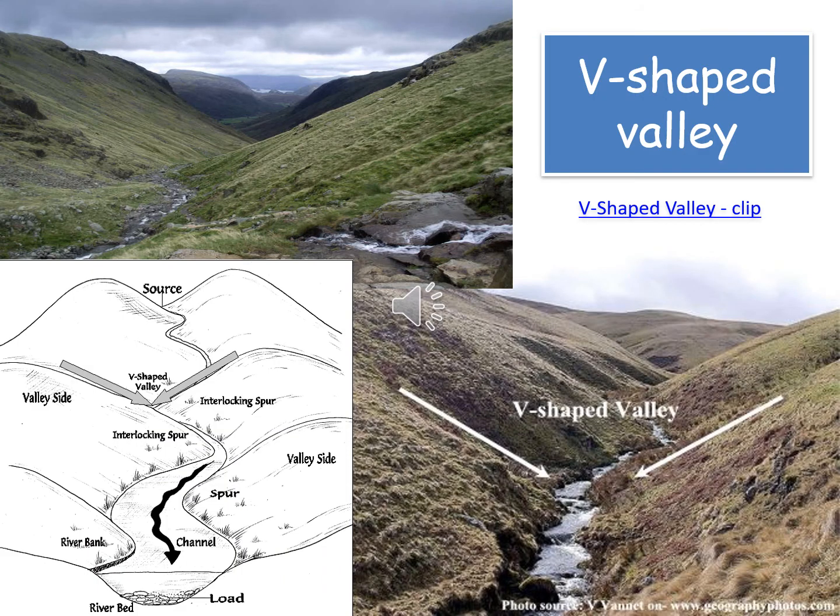Over many, many years, and aligned with weathering, the interlocking spurs form a V-shaped valley with very steep valley sides. Now, this is not to be confused with a U-shaped valley, which is created by glaciation.